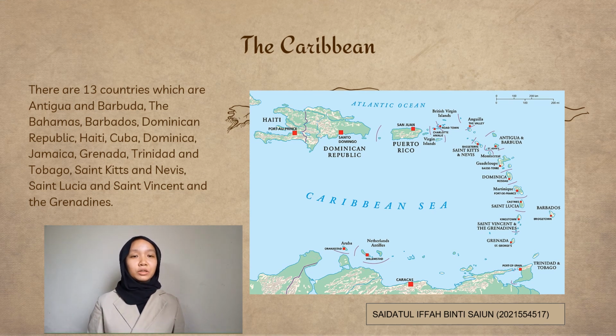Lastly, the Caribbean consists of 13 countries, which are Antigua and Barbuda, the Bahamas, Barbados, Dominican Republic, Haiti, Cuba, Dominica, Jamaica, Grenada, Trinidad and Tobago, Saint Kitts and Nevis, Saint Lucia, Saint Vincent, and the Grenadines. They all are part of 3 main island groups.